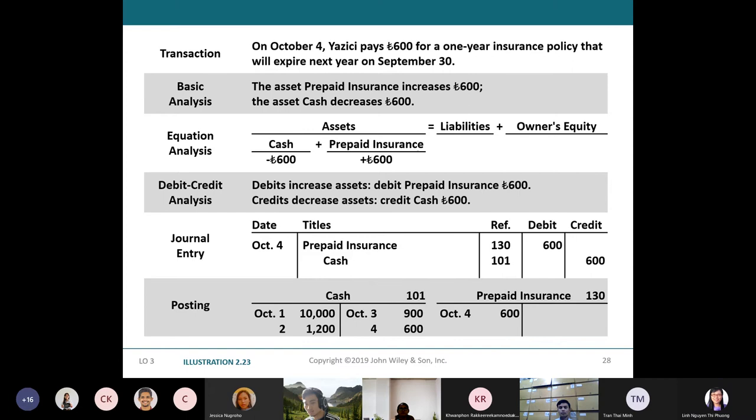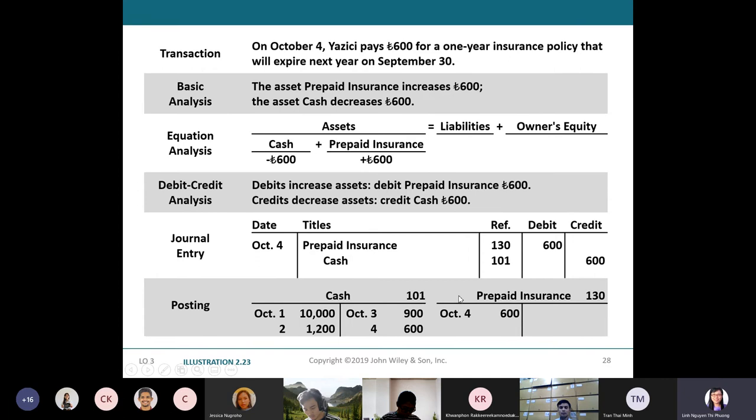So assets will increase by 600: prepaid insurance increases 600, and we pay cash, so cash will decrease 600, okay? Prepaid insurance is an asset, and when assets increase, we debit. Cash is an asset, and when assets decrease, we credit. Okay, all right, and then we post this to the ledger.